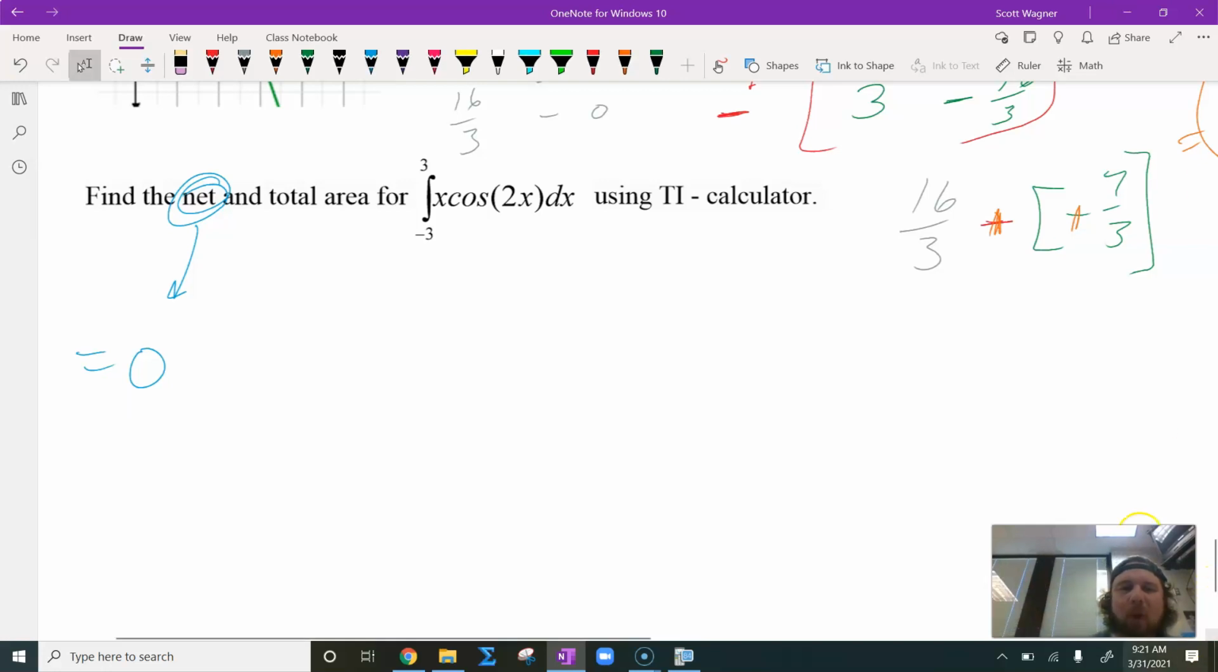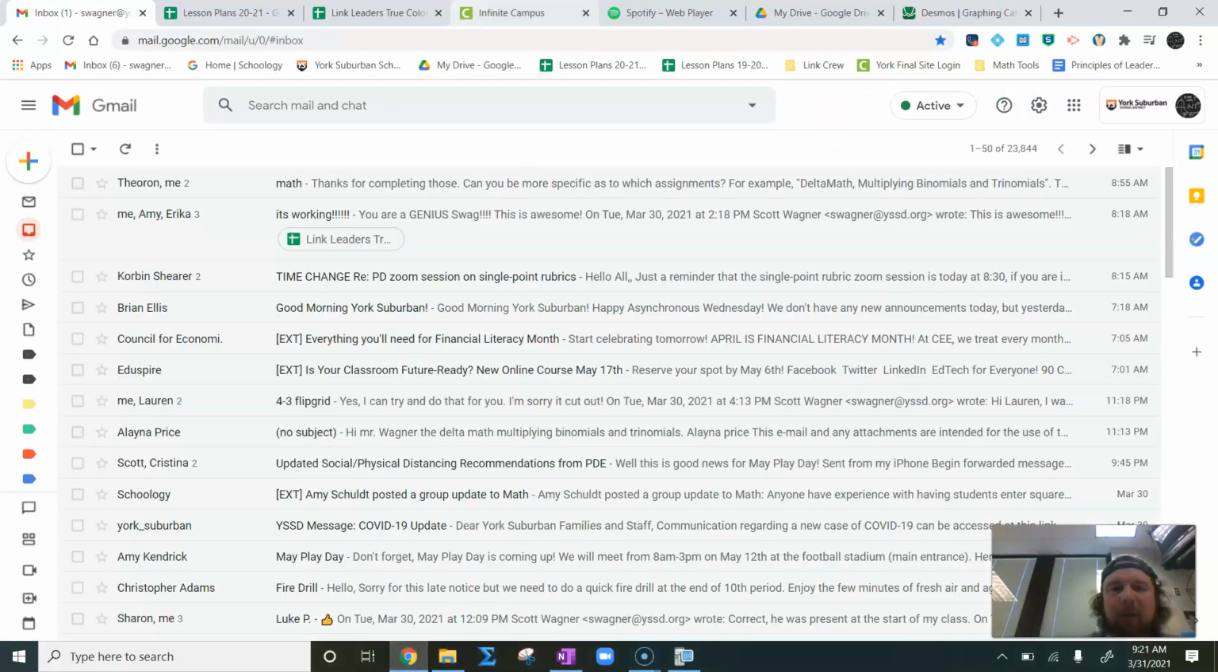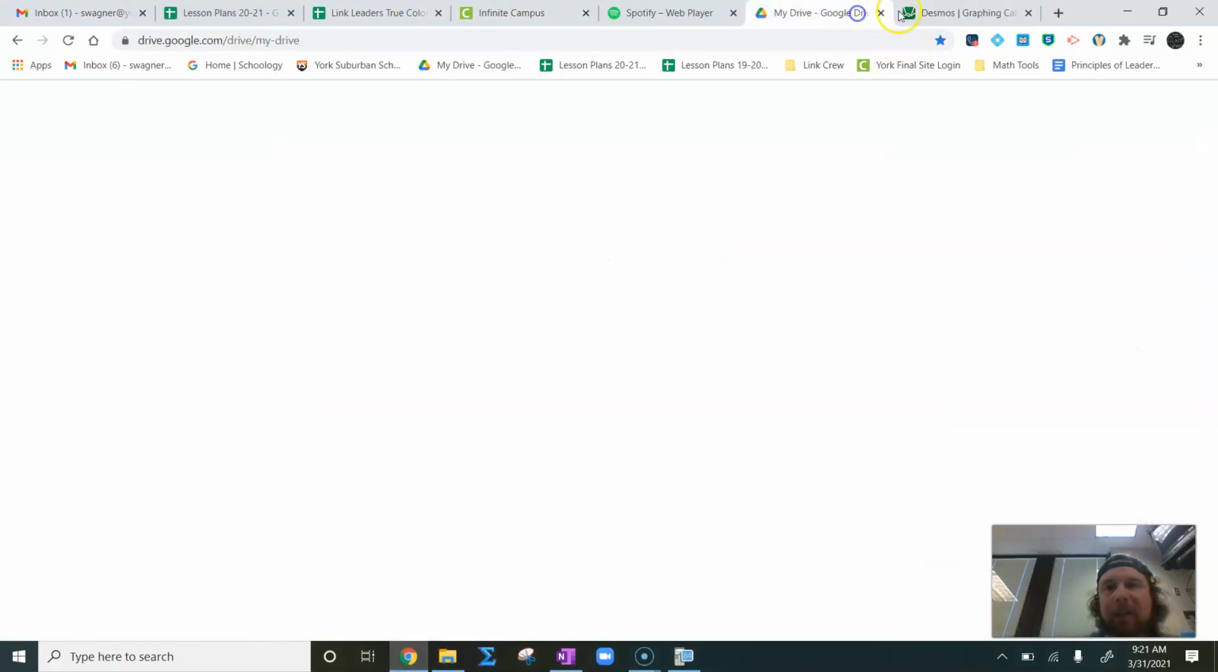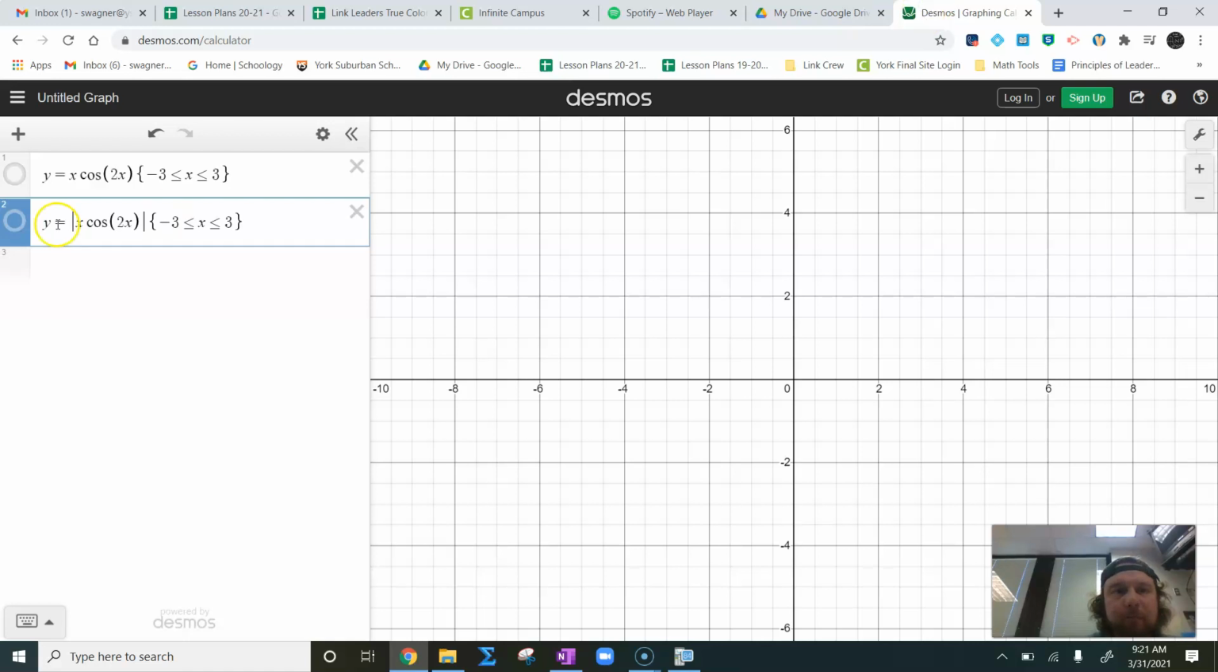Let me show you one other thing that might help you out here. Of this function, if we take a look at that right there, I've got it graphed. All right, x cosine 2x from -3 to +3. You can see it's very symmetrical. It's got that rotation symmetry. So it looks like it's an odd function. So you've got the same amount above as you have below.